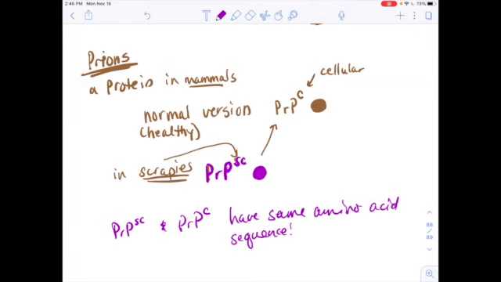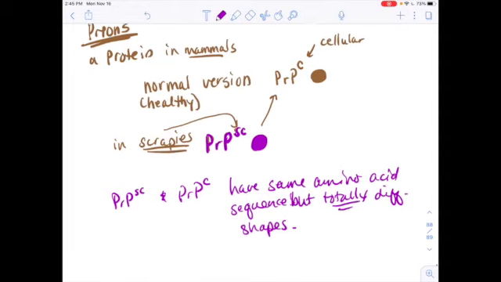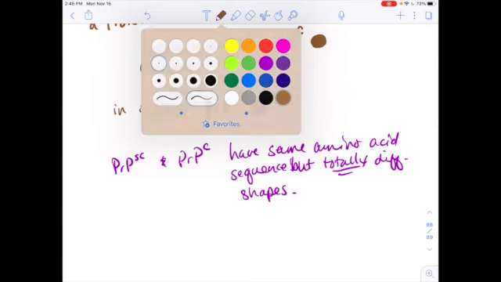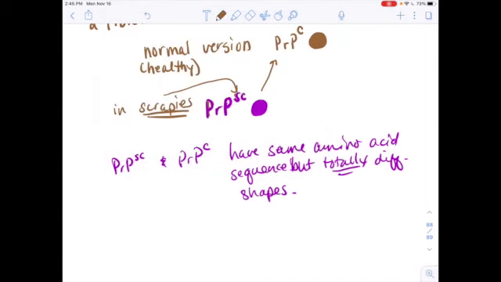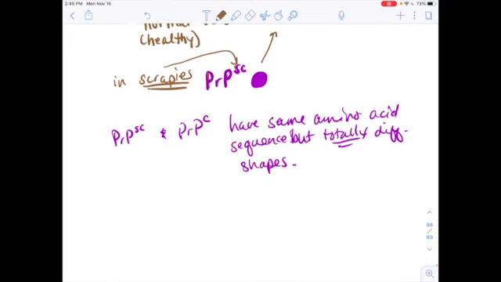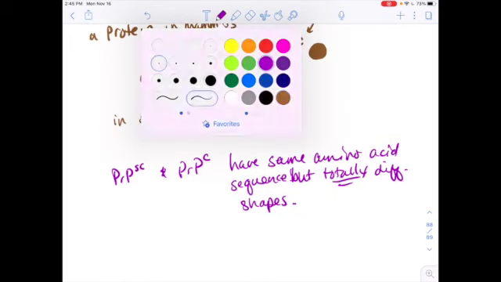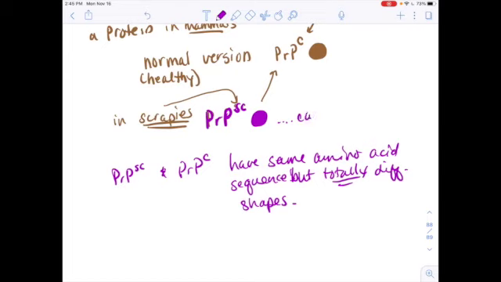Weird. Really weird. But they have a totally different shape. And the way it works is, okay, brown is the normal healthy version, purple is the one that causes disease. Let's write that down. Scabies. This one causes disease.